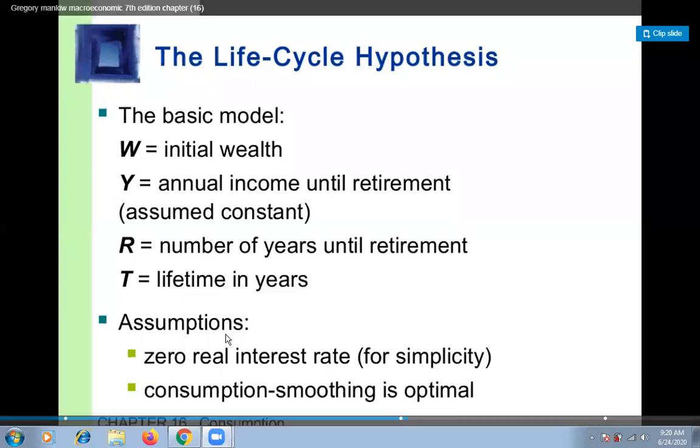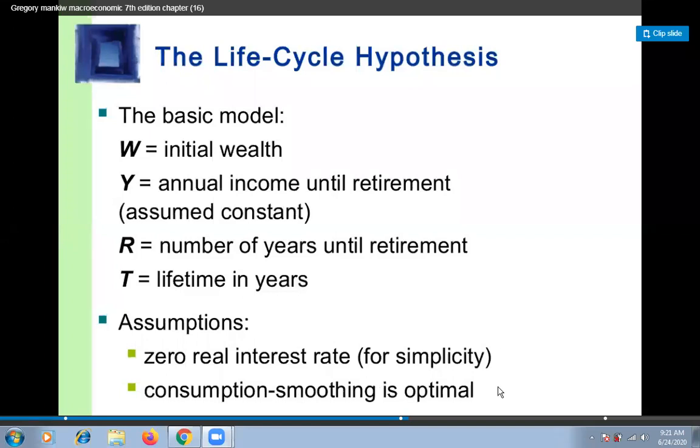Now, further assumptions. Zero interest rate, no interest rate in this model. Second assumption: the consumer has a smooth consumption pattern. Each year they consume, let's assume, 40,000. Then the consumption level is smooth. So each year they consume 40,000, no change.